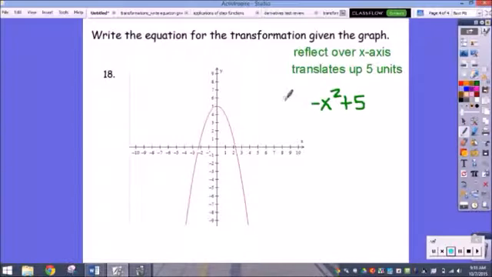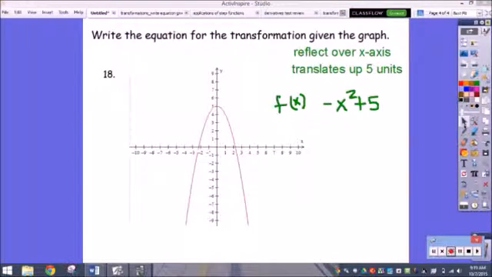And then all I need to do is include my function name f of x. Pretty good writing with the mouse, huh? Scoot this over a little bit. And then include my equal sign. And then that would be the equation for this transformation.